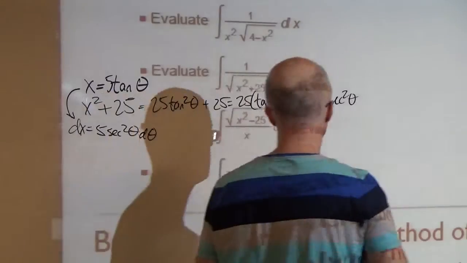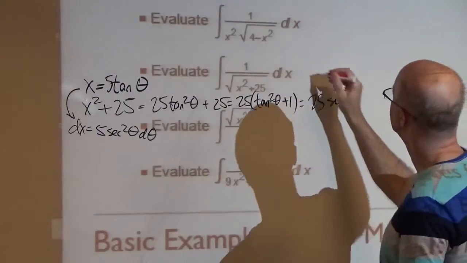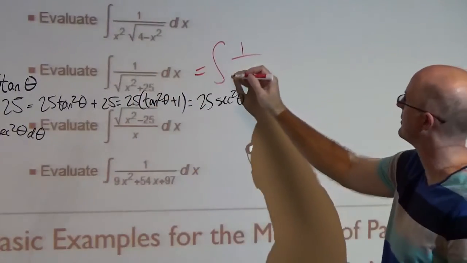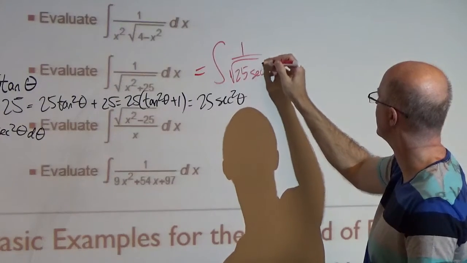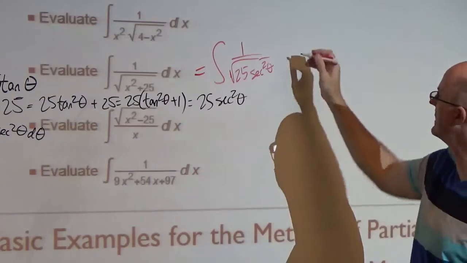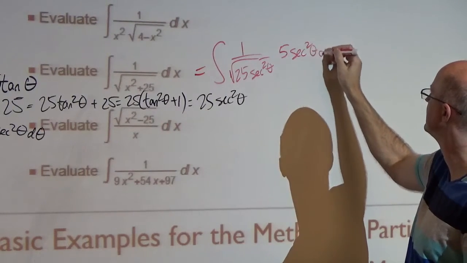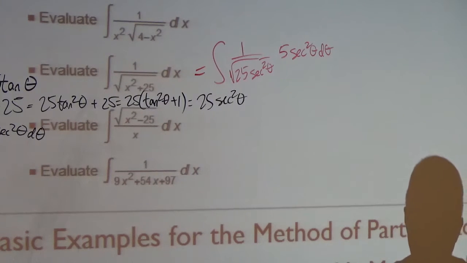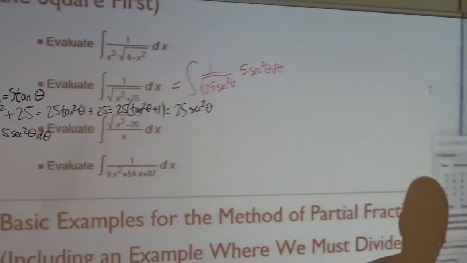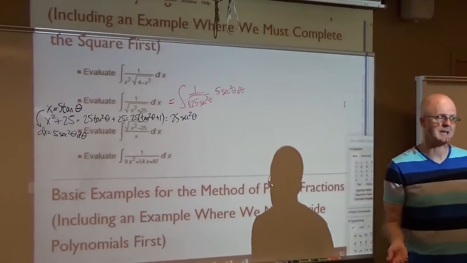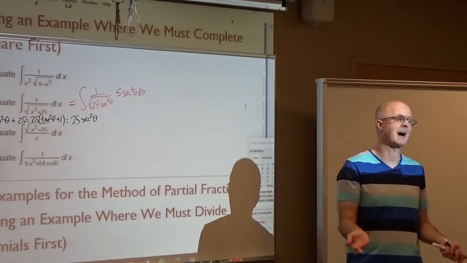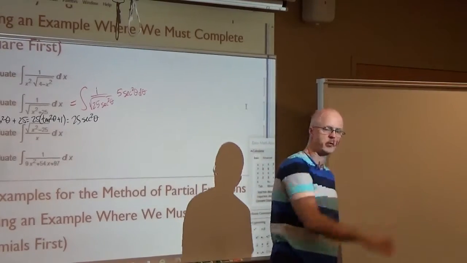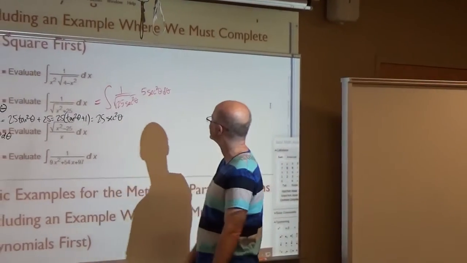Now go ahead and do that substitution. Replace x squared plus 25 under that square root with 25 secant squared theta. Replace dx with 5 secant squared theta. Technically speaking, the square root of something squared is the absolute value of that thing. But when we do these substitutions, we always make assumptions about theta anyway in such a way that in this case, secant theta is positive. Secant theta is positive where cos theta is positive, which is over in the first and fourth quadrants of the plane, when you think of theta as an angle.